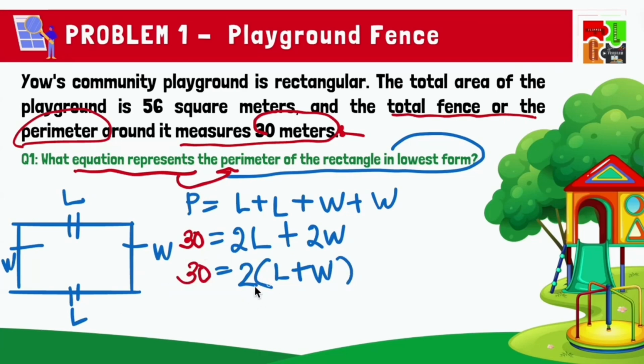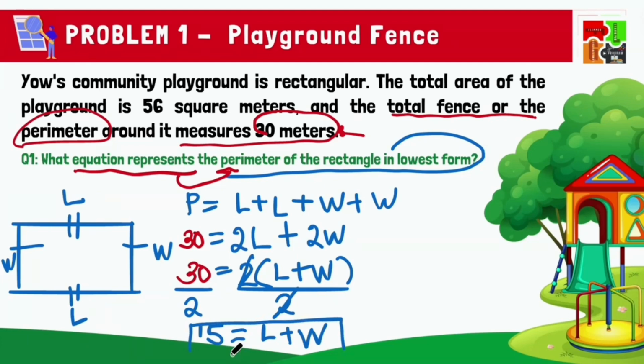We get to eliminate this 2 by dividing both sides by 2. When we divide both sides by 2, what will happen? We can cancel this out. The remaining would be 30 divided by 2, that is going to be 15 equals, yung natira is length plus width. So, I believe this is going to be the lowest form. This is how we represent a given perimeter, and this is our equation. So, that is the first problem. Ito na yung equation natin that represents the perimeter of a rectangle in lowest form.